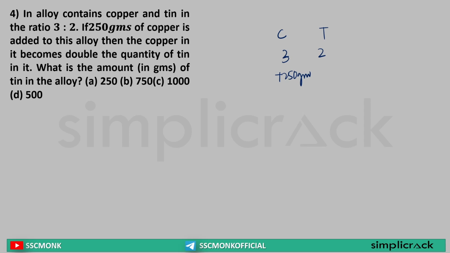What? I added 250 gram copper. So the ratio becomes copper is twice of tin. Whatever is tin, copper is twice of tin. Sir, the tin crossed out, so the ratio is equal to 2 is to 1. Yes or no?